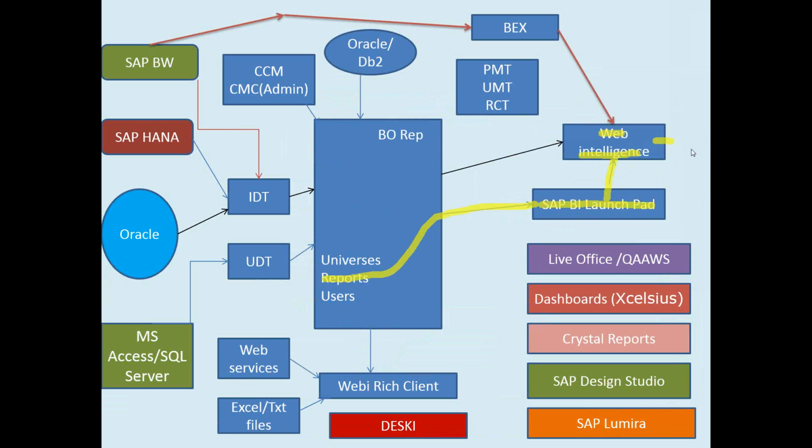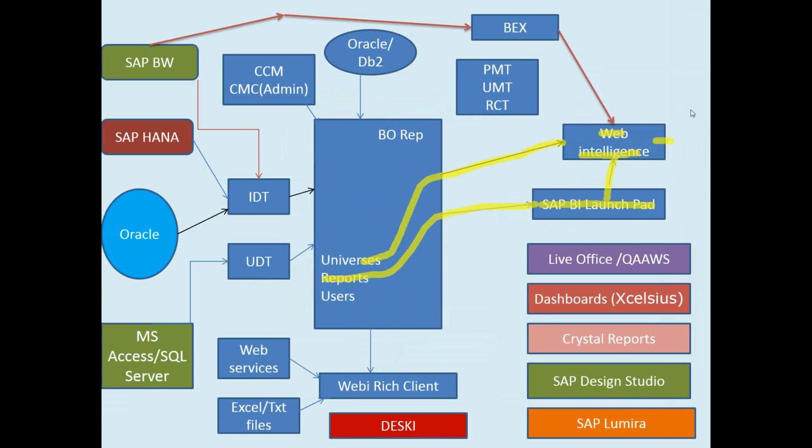Web Intelligence is one of the reporting tools in Business Objects. Through Web Intelligence, we can develop a report by connecting to the universes. Using Web Intelligence, by using the universes, we can develop a report.